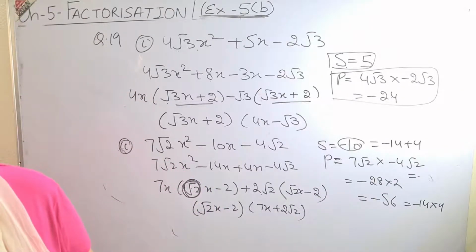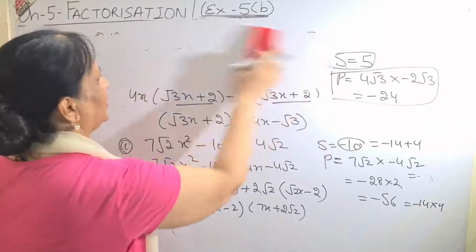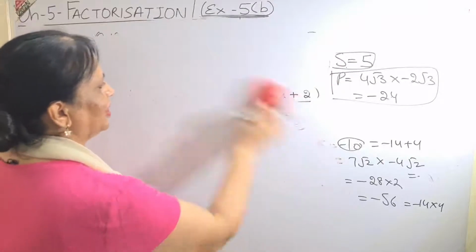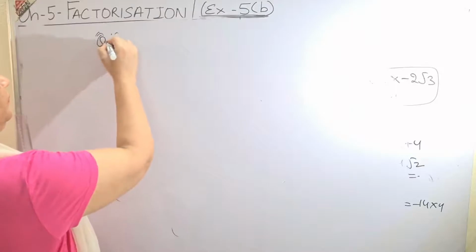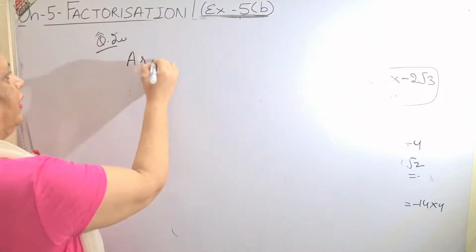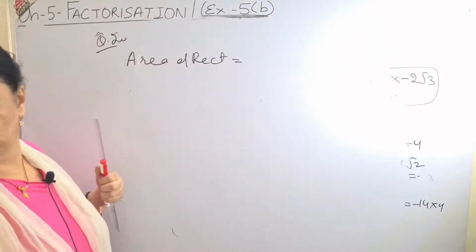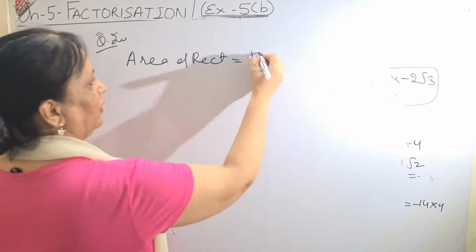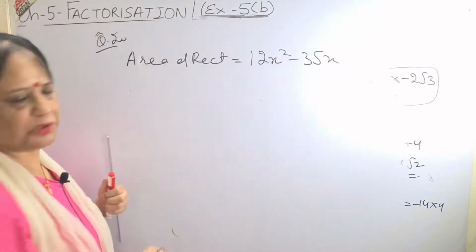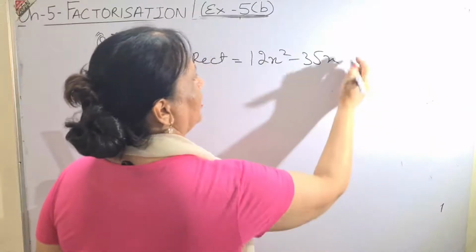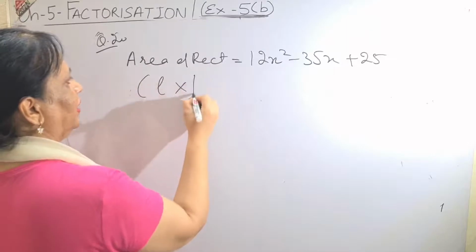Given possible expressions for length and breadth of the rectangle. You know, for a rectangle, the area is length into breadth. They have asked me to give the expression for length and breadth. Very simple. Area of the rectangle is given to be 12x square minus 35x plus 25. See, children, very simple, area of rectangle means length into breadth.